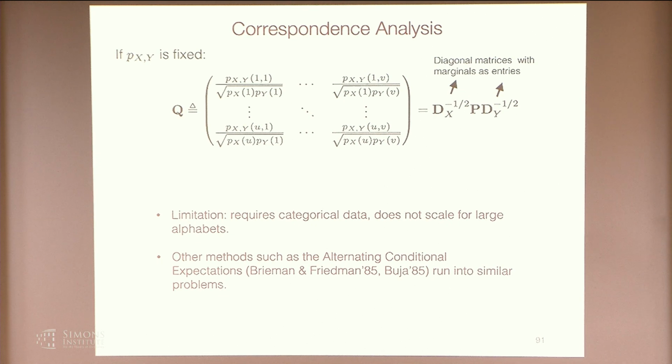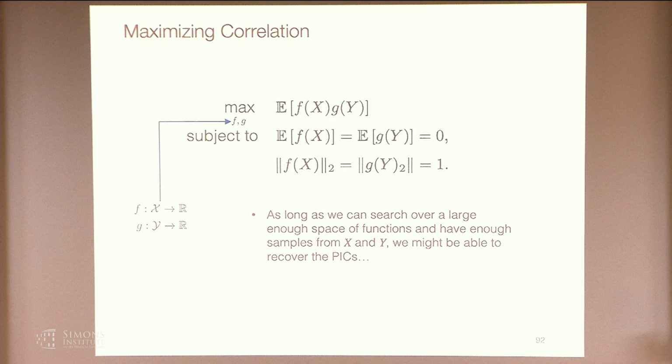Remember that we saw that the PICs are actually the solution of this problem of maximizing correlation. They're the natural solution of this problem where you're trying to maximize the correlation between f of X and g of Y. The problem of solving this maximization is challenging because you're maximizing over all possible real functions of X and Y. You're searching over this large space of functions.